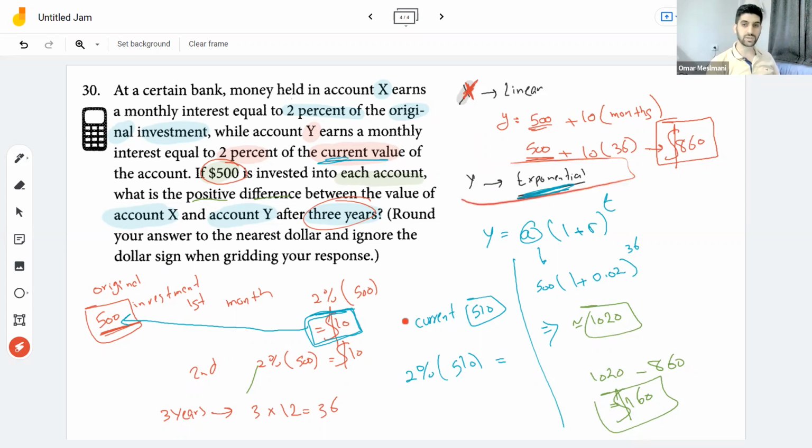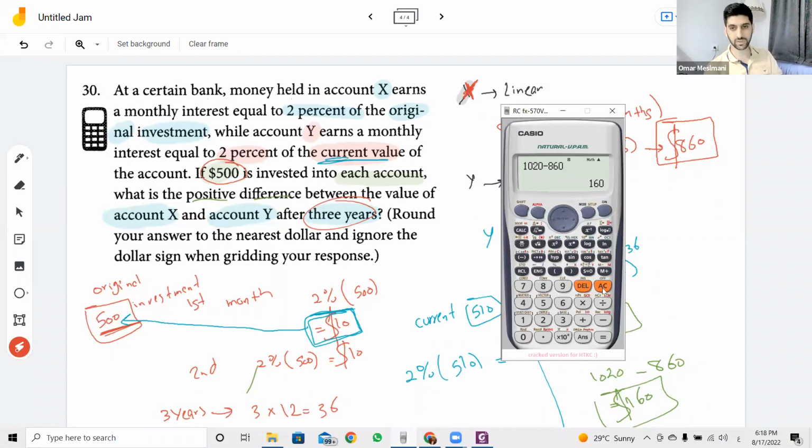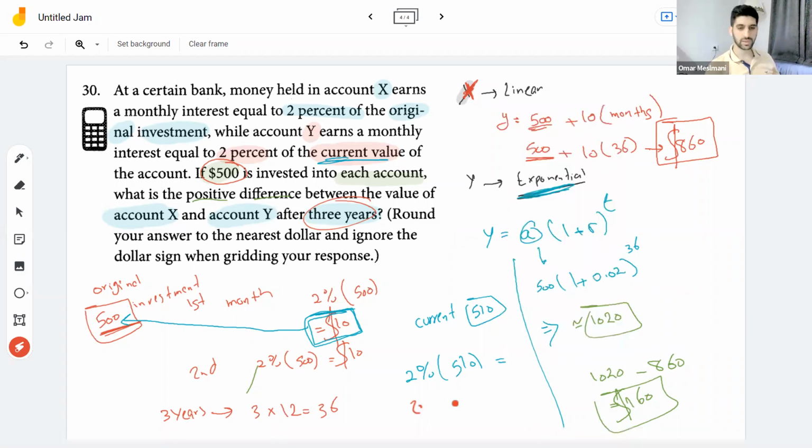The exponential one, why is it exponential? Because it says 2% of the current value. Current value means that every time I earn money, I add it to the original investment. In the first month, I have $10. I add this $10 to the 500, so my current value is 520. I will take 2% of the 520, so 0.02 times 520. The second month I'm not going to earn $10, I'm going to earn $10.40. Do you understand? That's for the second month.